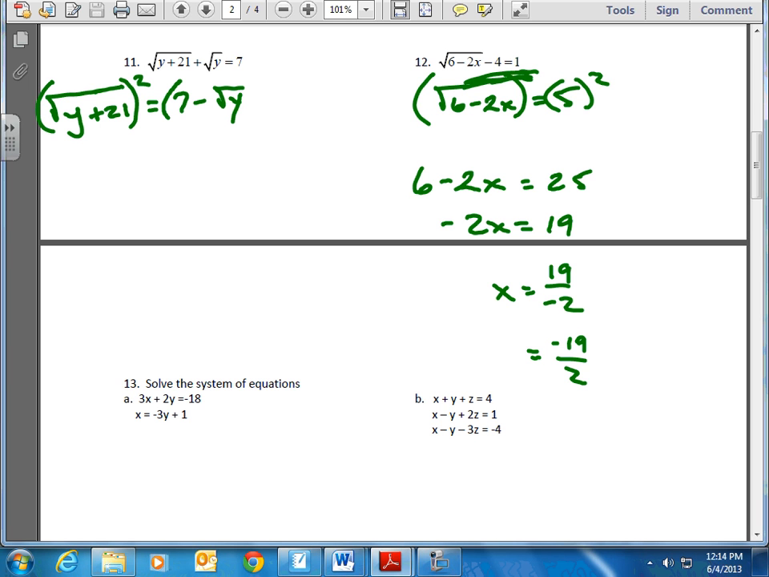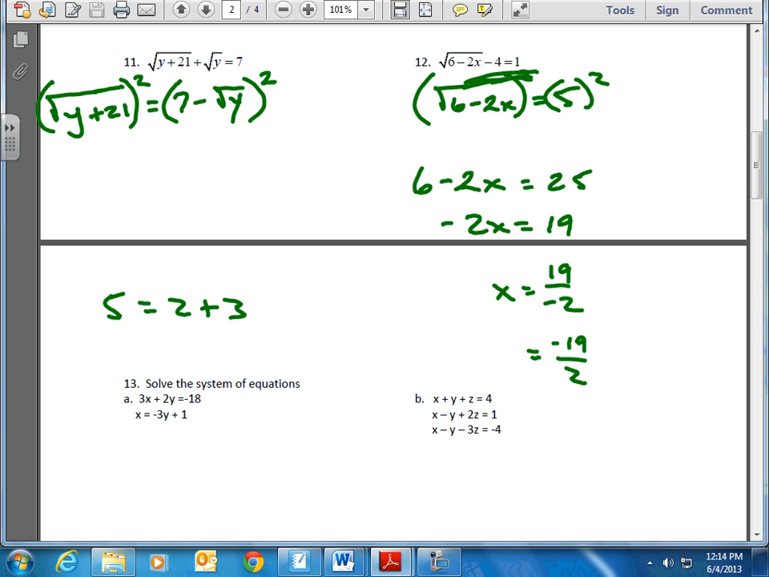But if I square the one side, I have to square the other side. Notice I don't simply square each term. I'm squaring both sides.